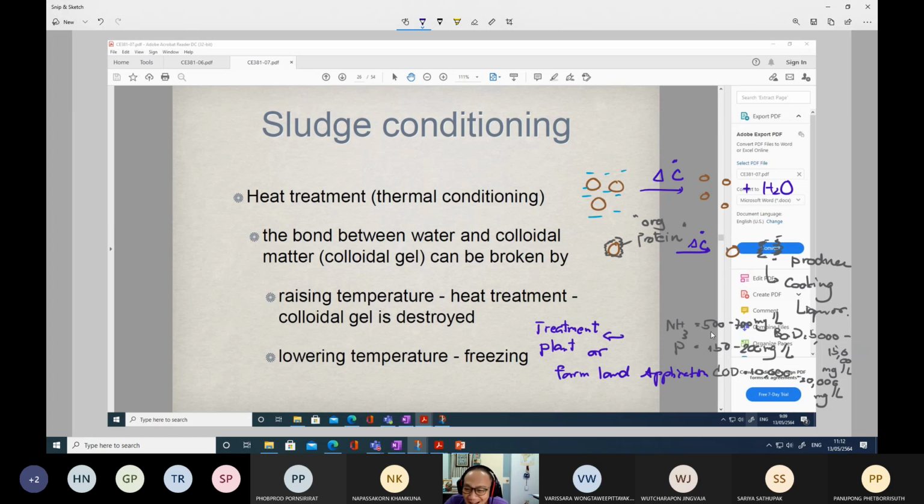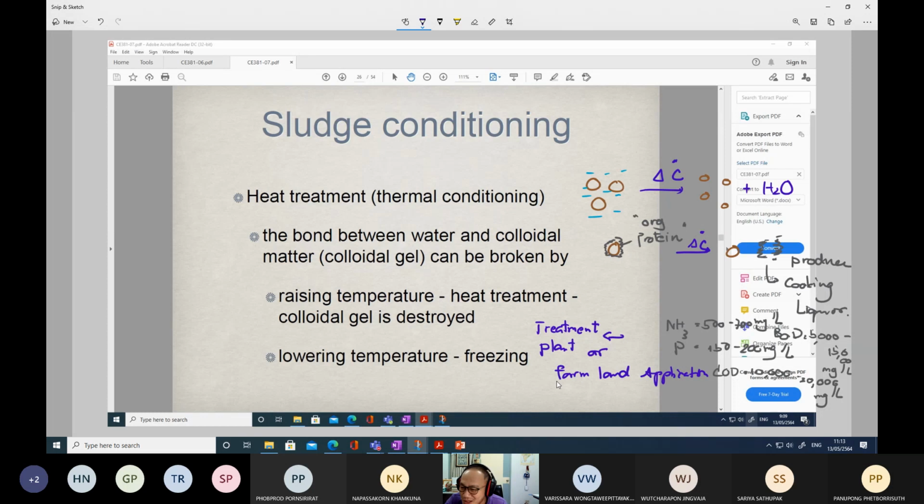500, it's extremely high. Normally, according to the standard, the nitrogen should not exceed like 25 or 30 milligrams per liter only. But here, it comes to 500 to 700 milligrams per liter. Phosphorus is between 150 to 200 milligrams per liter. This we really need to put back to the waste treatment plants.